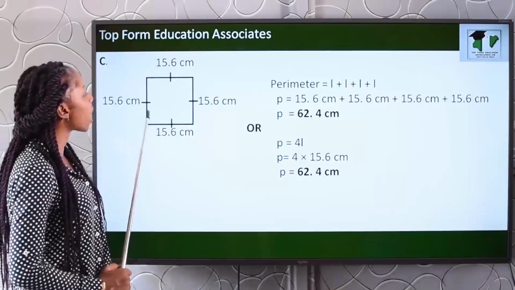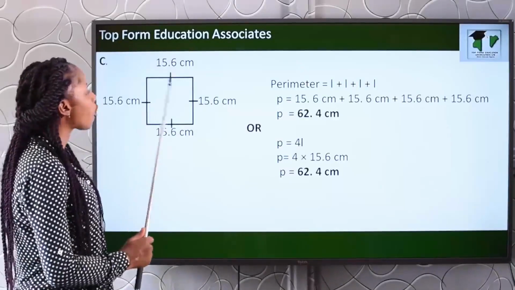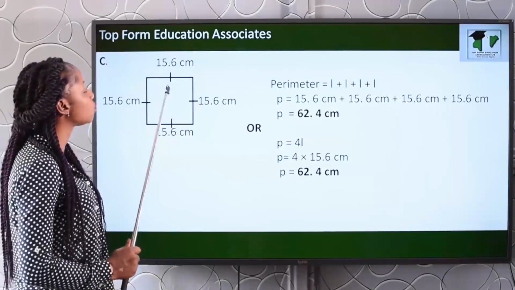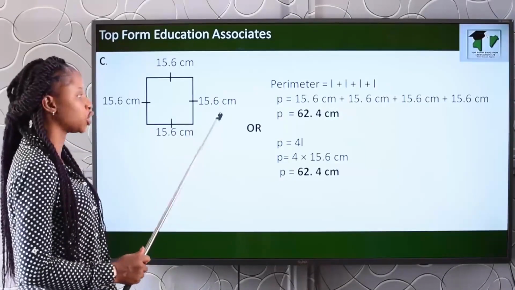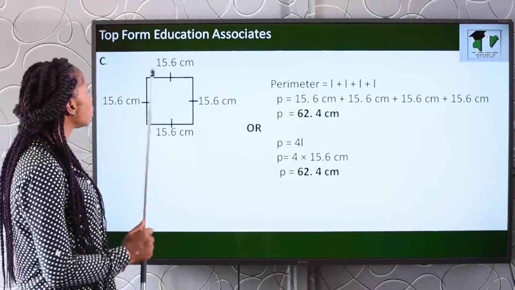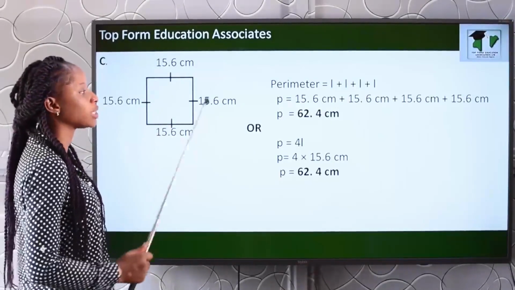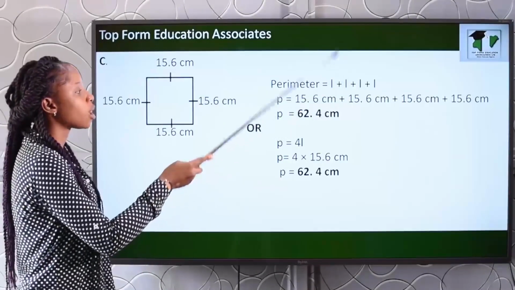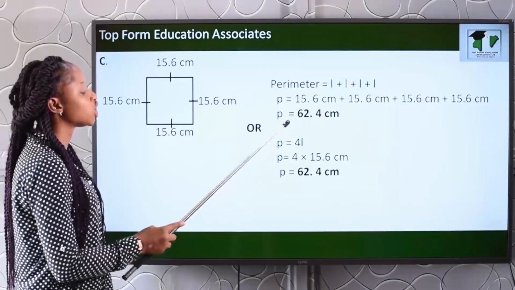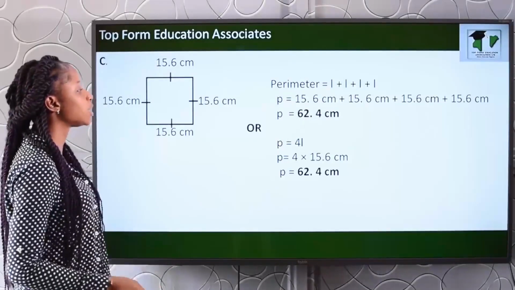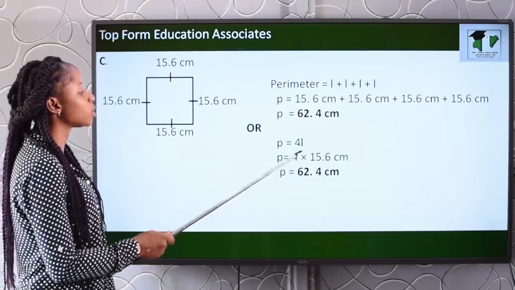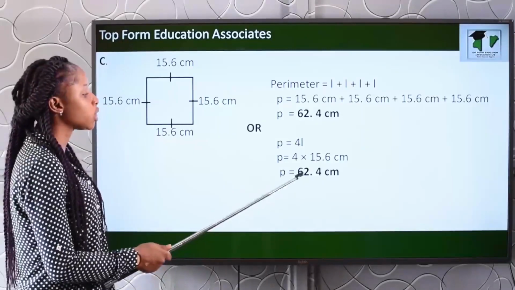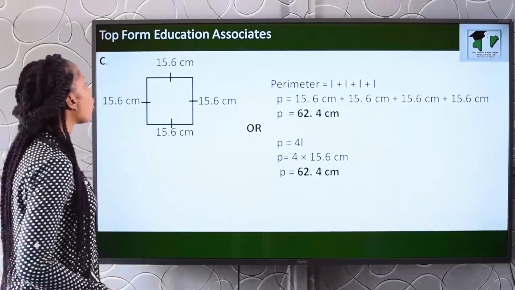Now, for the C question, we're asked to find the perimeter of this square. Remember, a square has 4 equal sides, and we're given just one figure in the question, but I have added all the remaining values because they are all equal sides. So we use the formula P equals length plus length plus length plus length. When we add it, we have 62.4 centimeters as the perimeter. Or simply, we multiply the value of one of the lengths by 4 to also give us the same answer. I hope you got that correctly.